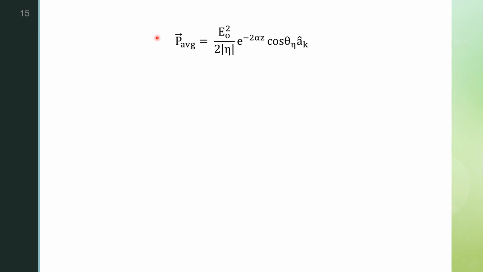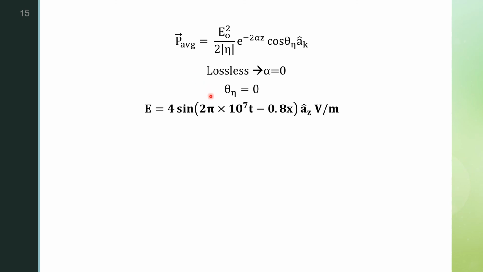So we know the expression of time average power as E0 square by 2 eta e raised to minus alpha z cos theta eta a cap k, where alpha is the attenuation constant that we already understood. It is 0 for our case, for the question given. And since the medium is lossless dielectric medium, it means theta eta is equal to 0. That is, the angle of intrinsic impedance is 0.